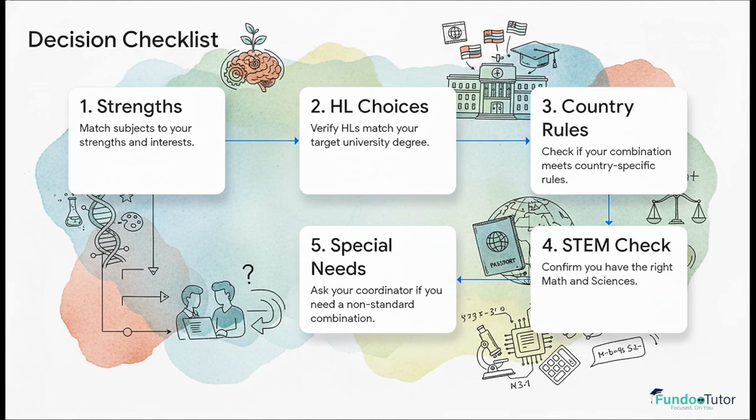Number 1, do I actually like these subjects and am I good at them? 2, do my HL choices tick all the boxes for my dream university course? 3, does my whole 6-subject package work for the country I want to study in? 4, if I'm going into a technical field, do I have the right math and sciences? And finally, number 5, do I need to have a chat with my coordinator about a special combination?